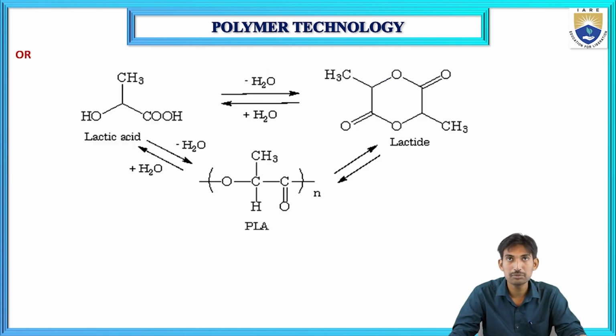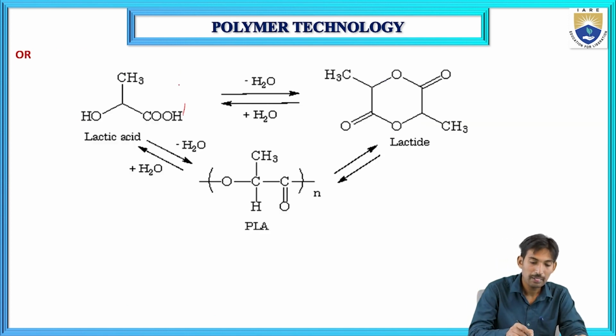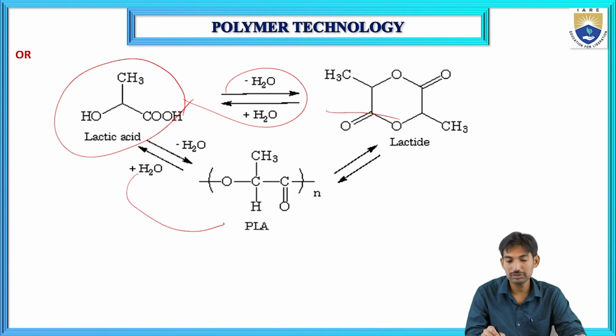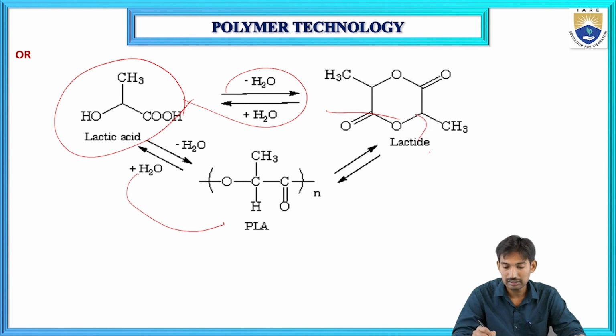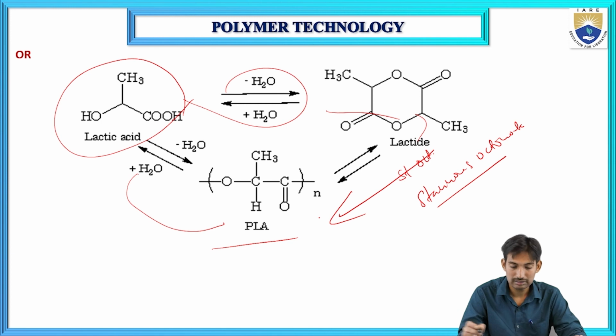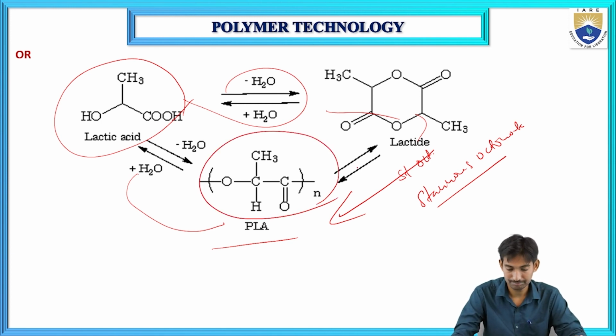See, we can represent it another way also. This is the lactic acid structure, and it will undergo dimerization. It will form lactate. In the presence of stannous octanoate, the lactate will undergo polymerization and form polylactic acid. This is the monomer structure present in the polylactic acid.